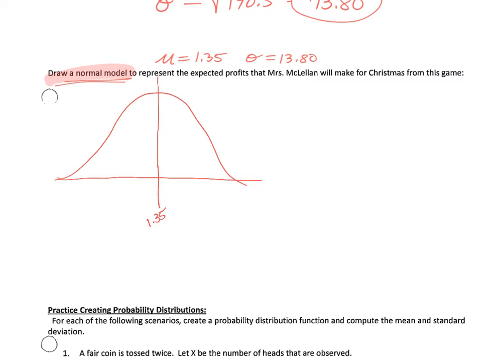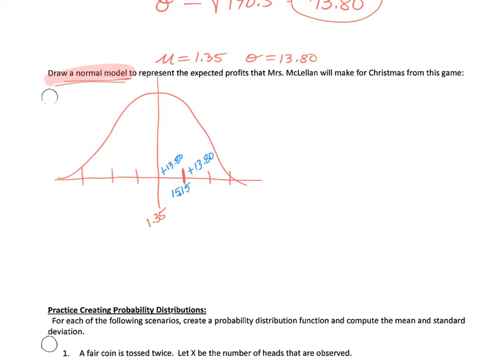How many standard deviations do you draw up? 3. 1, 2, 3. How many standard deviations do you draw down? 3. Okay? All right. So how do I find out the value at this next standard deviation up? Good. Add 1 standard deviation, which is $13.80. That gives you 15.15. Now what? Add another $13.80. And that gives you the next one.